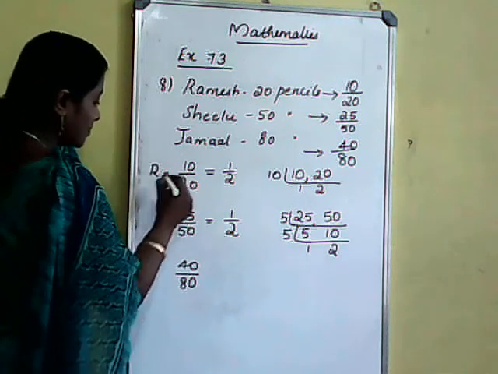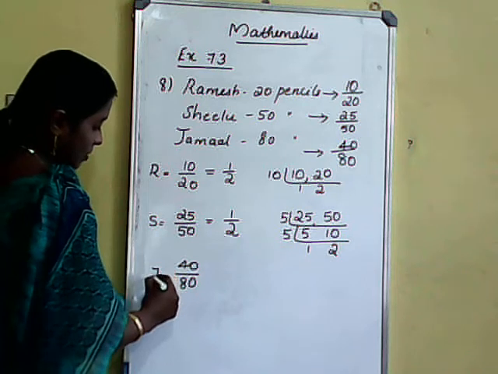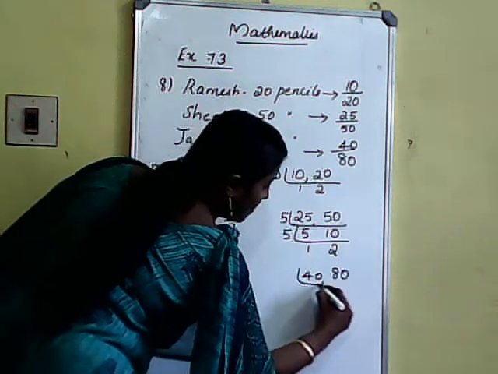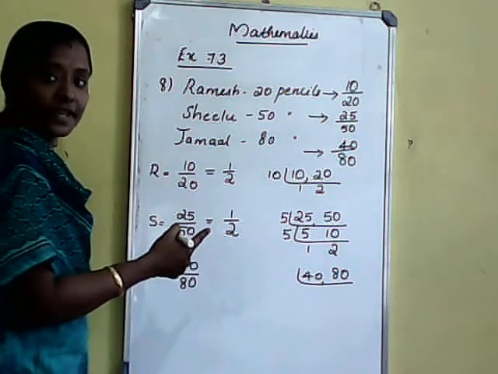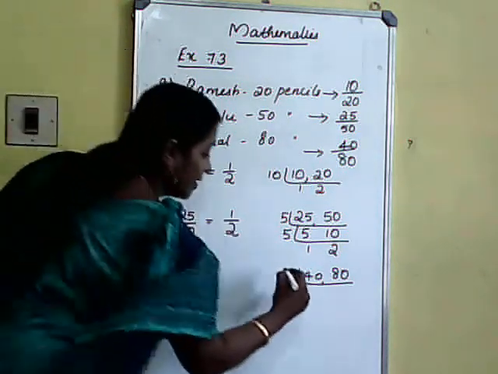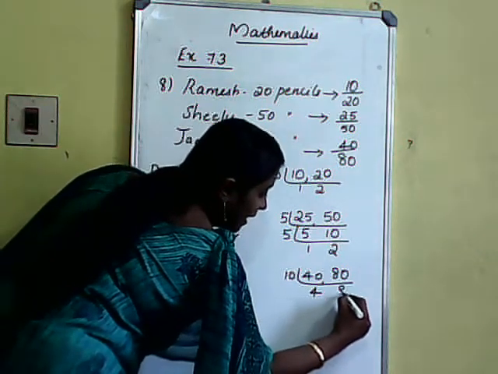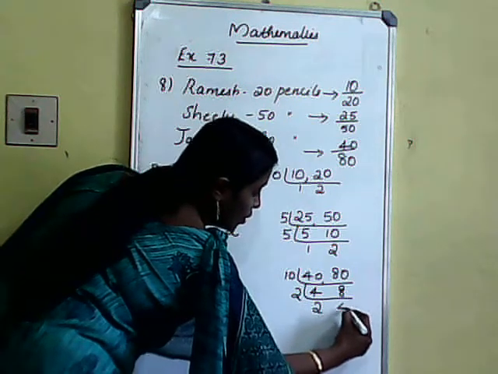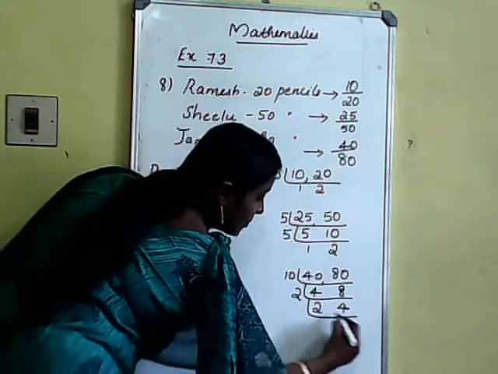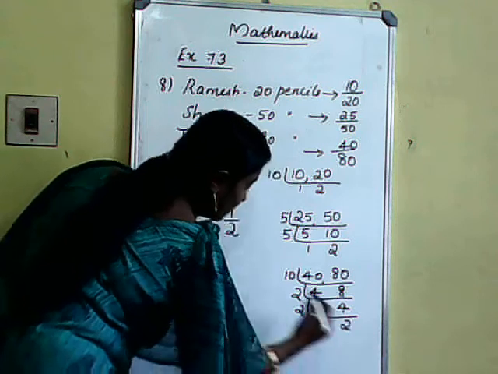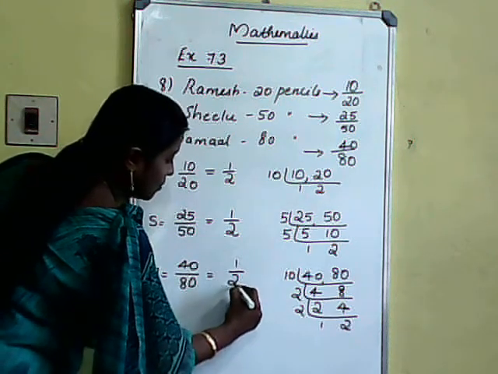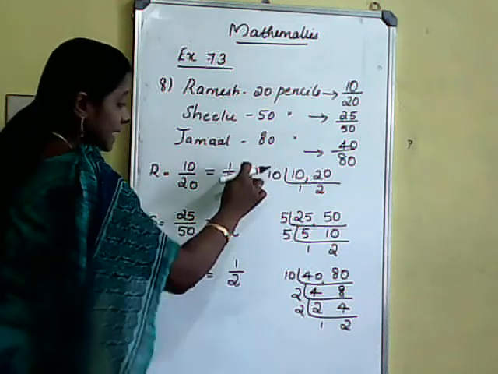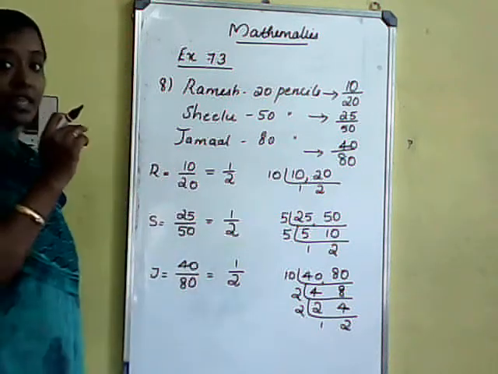Here Ramesh, here Sheelu, here Jamal. So next 40, 80. Which number is common? 0 in units place. So which number is common? 10. 4, 8. Again which number is common? 2. 2 2s are 4. 2 4s are 8. Again which number? 2. 1, 2. So 1 by 2. That is, all are equal in the same fraction, same used up.